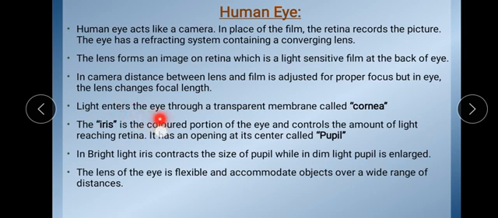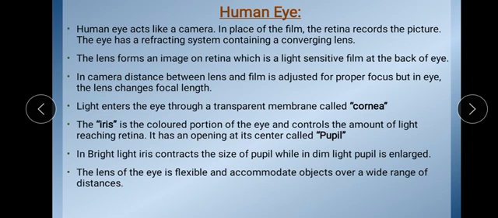Light enters the eye through a transparent membrane called cornea. The first layer or the first membrane, which is cornea, is a transparent layer through which light can pass, and after this the iris is the colored portion of the eye and controls the amount of light reaching retina. Means it has an opening at its center called pupil. Simply, you can say that iris controls the light.